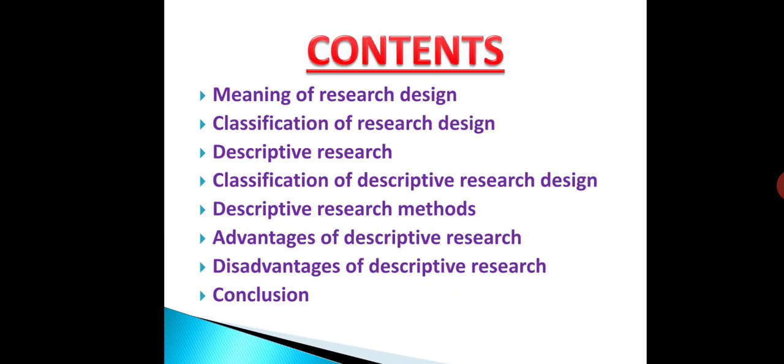Firstly, take a glimpse at what we are going to study today. We will discuss the meaning and classification of research design. This helps us better understand our main topic. Then we will move on to our main topic, which is descriptive research, in which we study its meaning, characteristics and examples. And then we will move on to its various concepts like its classification, its methods of collecting data, its advantages, disadvantages, and in the last we will conclude it. So let's start with the meaning of research design.